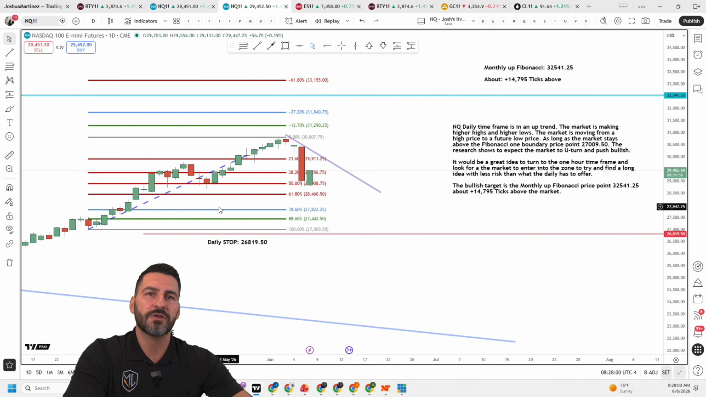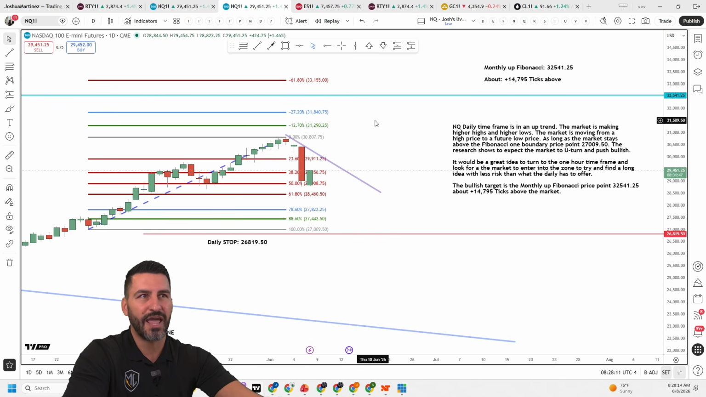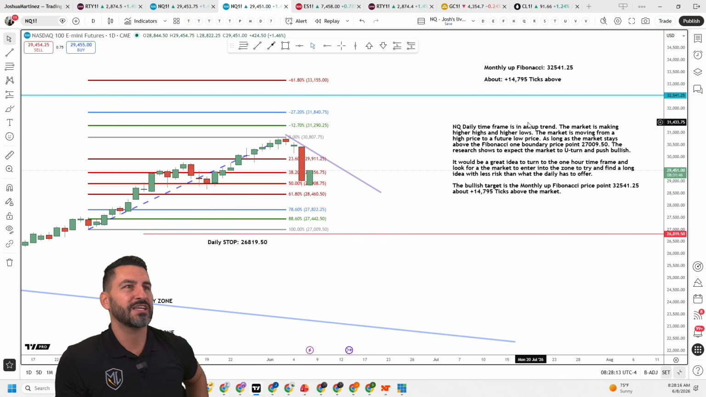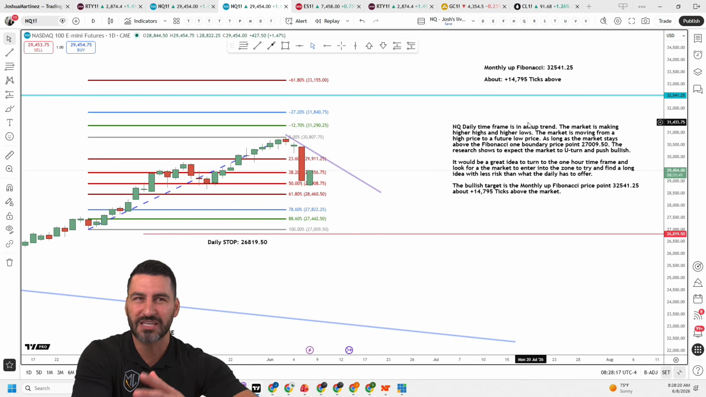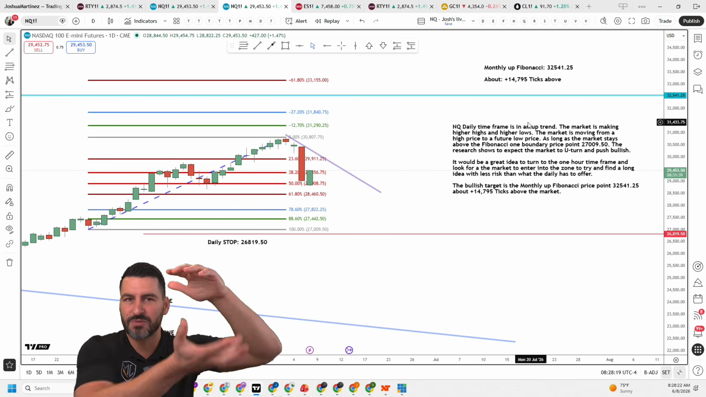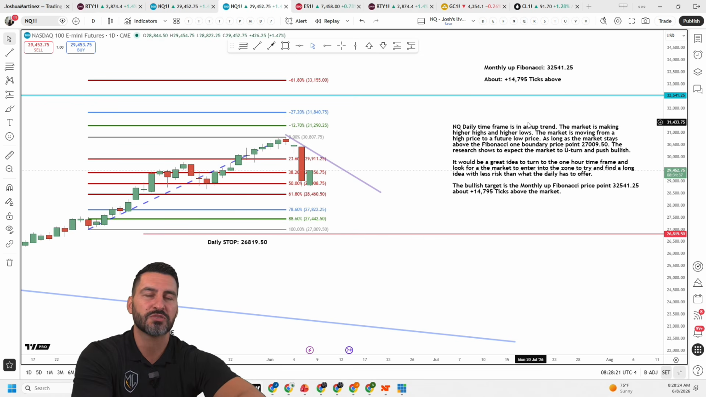According to the Fibonacci sequence, we have a 1 at 27009.50, 2 is at 30807.75. We have a 5-0 retracement extension, there's a 1.618. However, we have a monthly up Fibonacci at 32541.25, about 14,000 ticks above the market, give or take. It's going to be less and less because the market's kind of moving in our direction, which is wonderful.